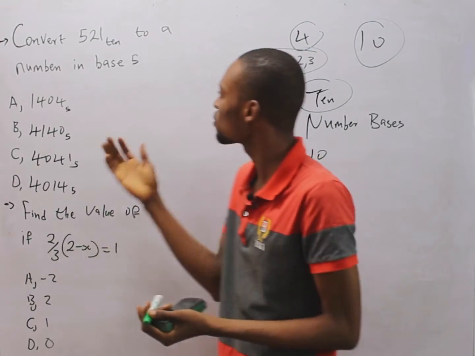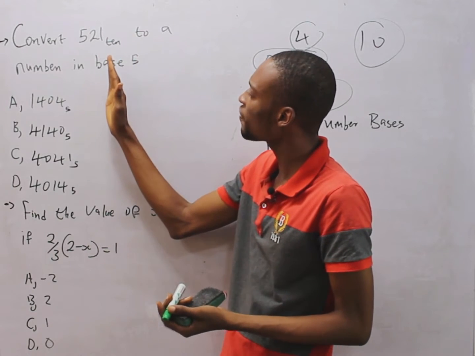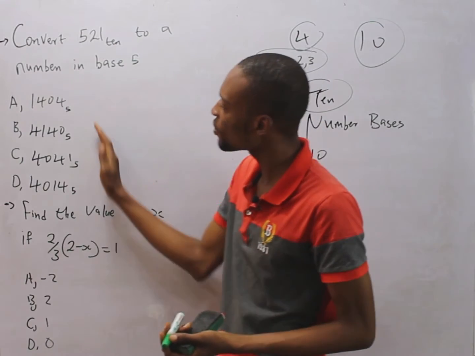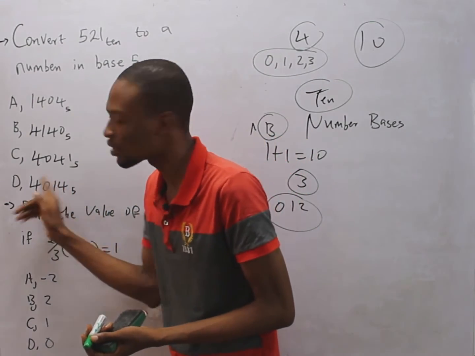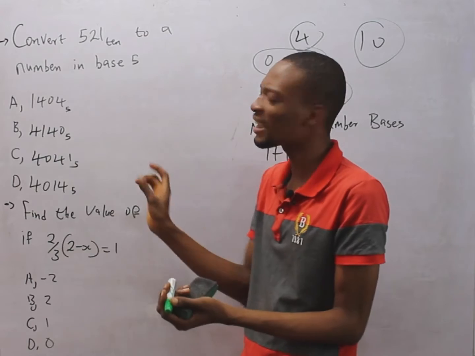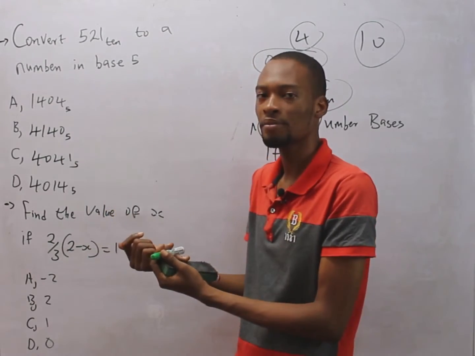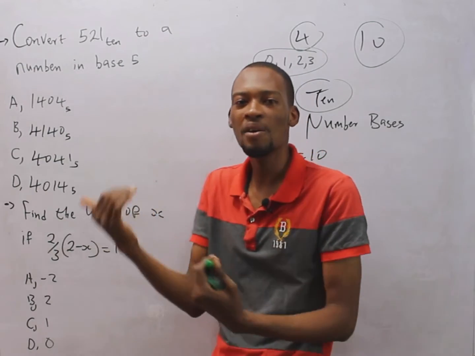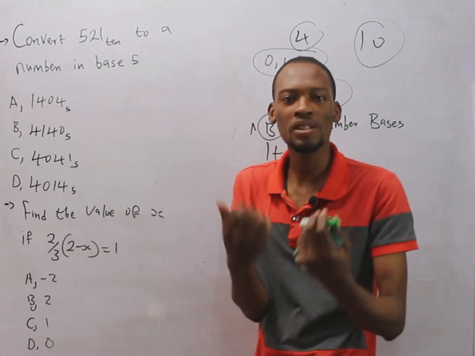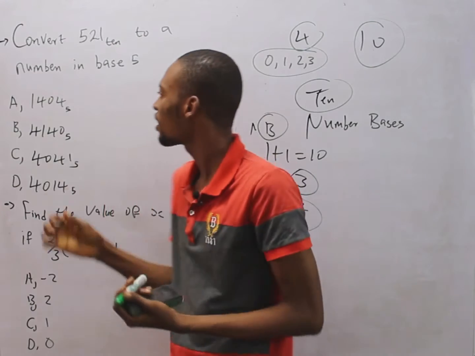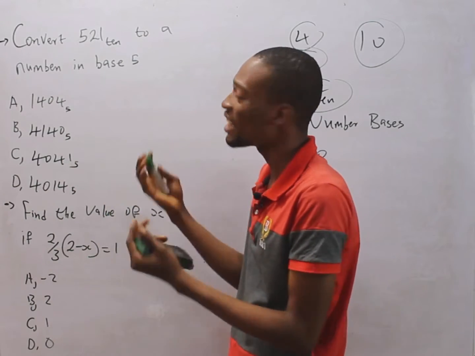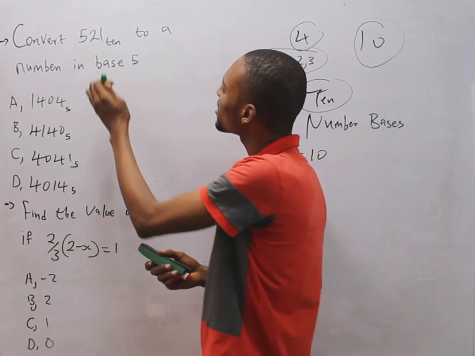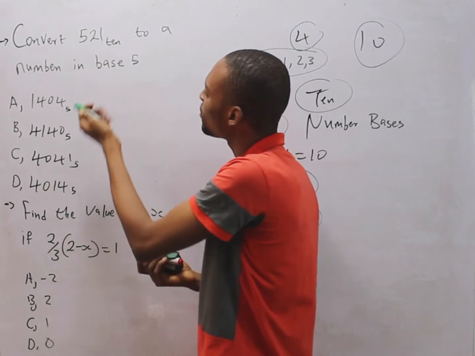For example, look at this question. Convert 521 base 10 to a number in base 5. Looking at the options, you see that the highest number is 4. So in base 5, you can't have 5 as a number. In base 2, you can't have 2 as a number. It deals with 0 and 1. Base 2 is also called binary, and base 10 is also called decimal or denary. Now, convert base 10 to a number in base 5.